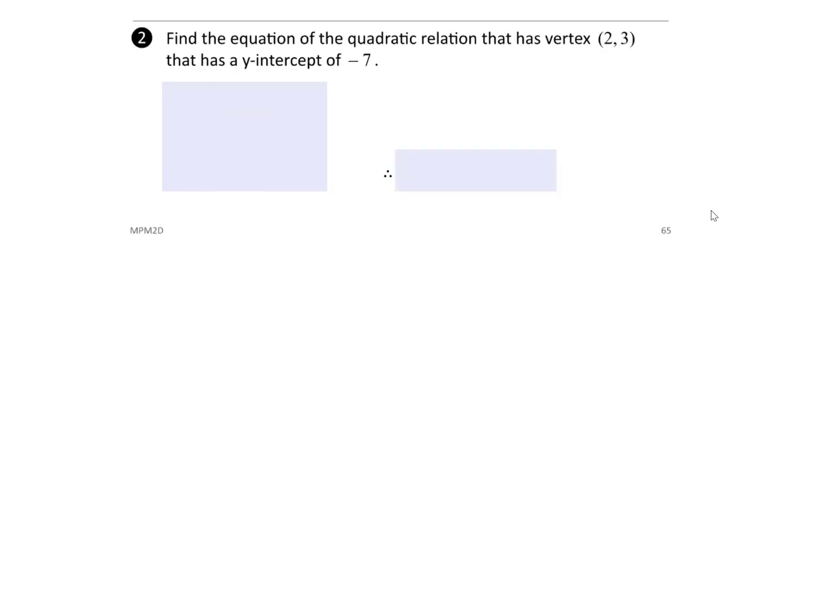Find the equation of the quadratic relation that has a vertex 2, 3. Remember, this is our h and k value. And has a y-intercept of negative 7. If it's a y-intercept, then that means our x value is 0, right? Because it's on the y-axis. So it's 0, negative 7. So we're given 2 points here.